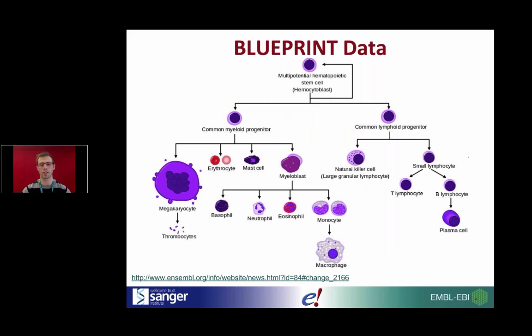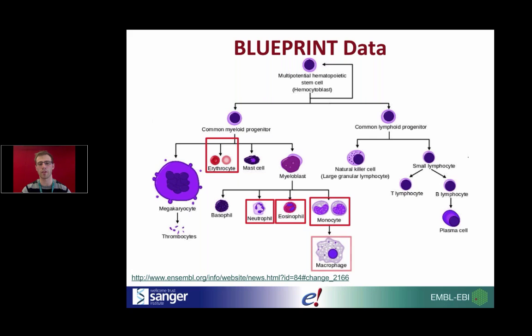So as you can see here, this is a very rough example of the hematopoietic stem cell lineage. You can see at the bottom here we have a link to all of the cells that we have used for Blueprint incorporation in Ensembl-84. But you can see here highlighted some of the cells that we do have in Ensembl-84 for the Blueprint data.